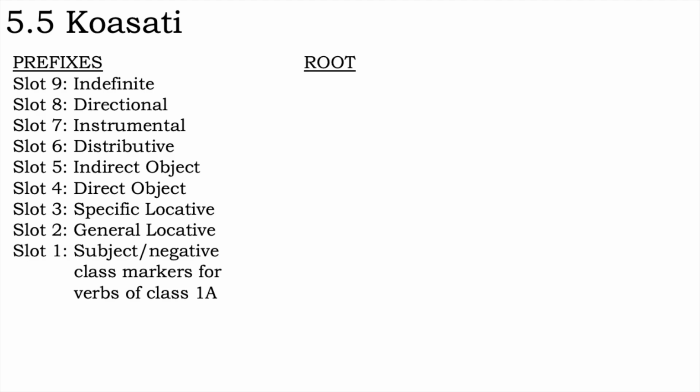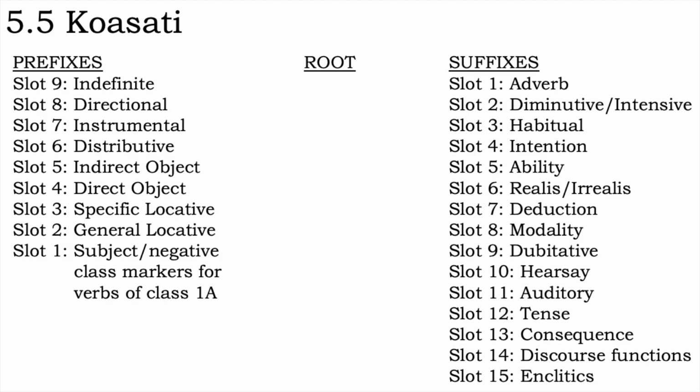Coasati is a Muskogean language of Texas and Louisiana, with one of the most elaborate verbal systems I've ever seen. The verbal template can be represented as follows, with 9 prefix slots and 15 suffix slots. What follows are merely some examples.